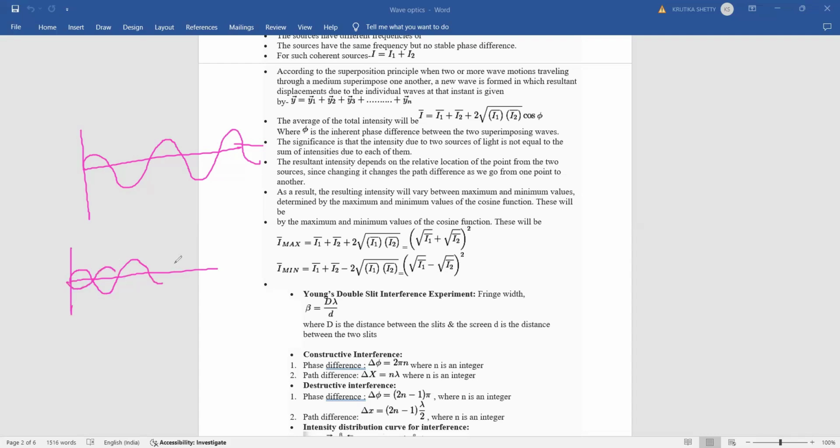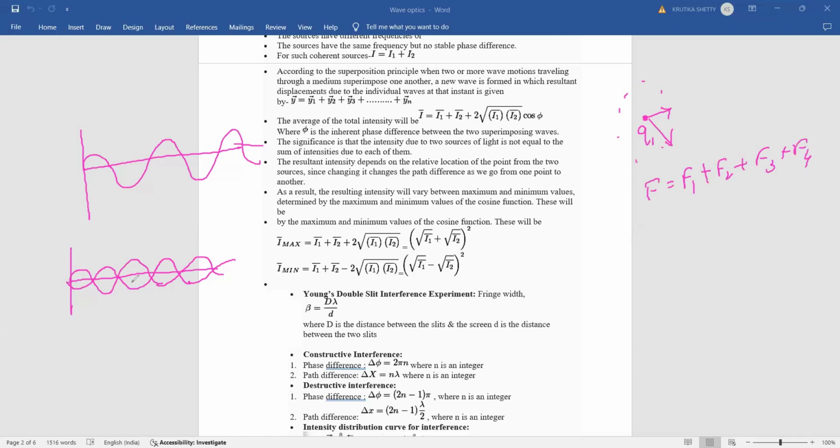So what happens is they superimpose on one another, and this is giving out a new wave in which the resultant displacement is due to the individual waves. You can compare this with charges. In charges, one charge is surrounded by n number of charges, or two or three charges, however you like to say. The resultant force is given by the individual charges' forces.